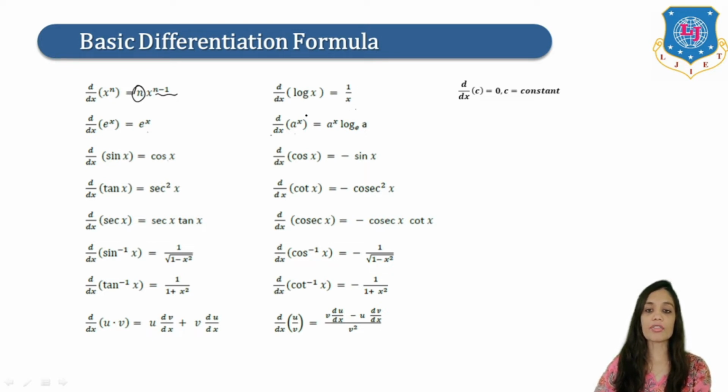Derivative of a raised to x, where a is a constant. So a is equal to constant, right? So the formula is a raised to x log a to the base e, or you can write it as a raised to x ln a, right? Next, derivative of cos x is minus sin x. Derivative of cot x is minus cosec square x. Derivative of cosec x is minus cosec x into cot x.